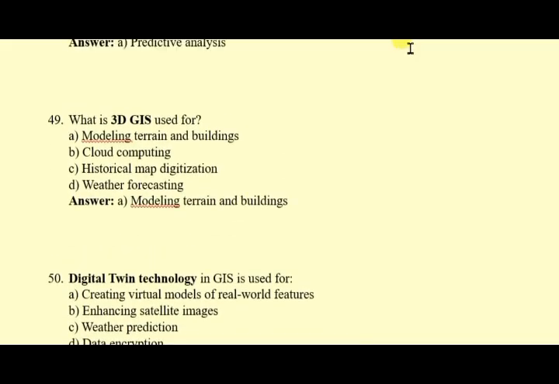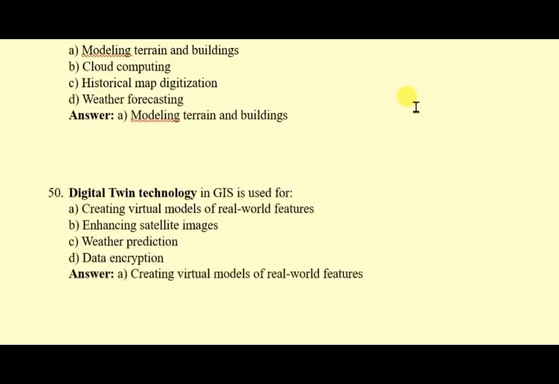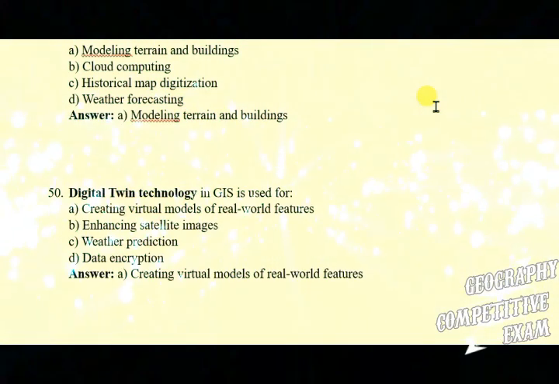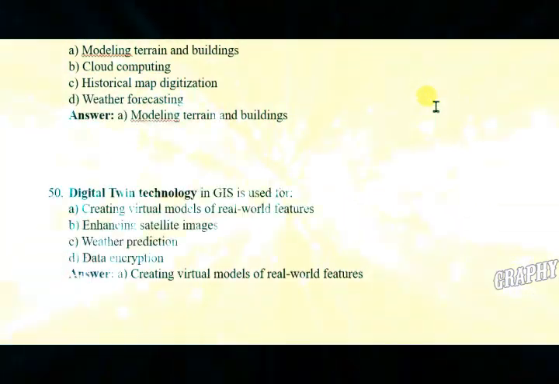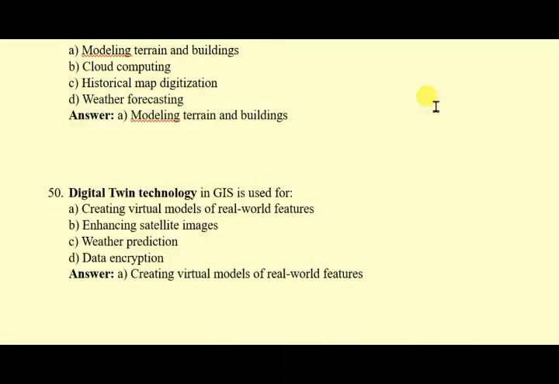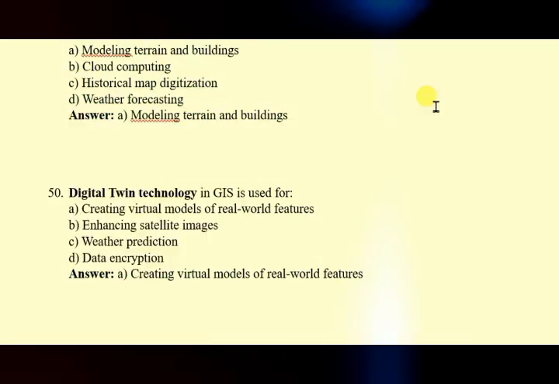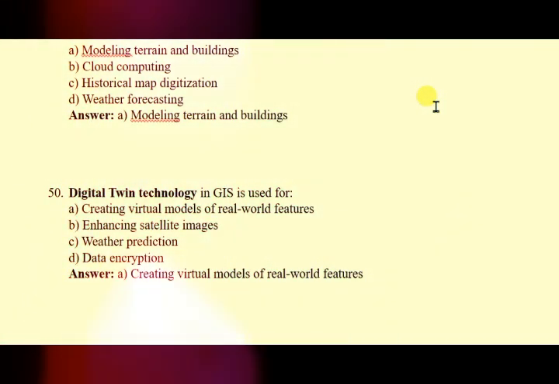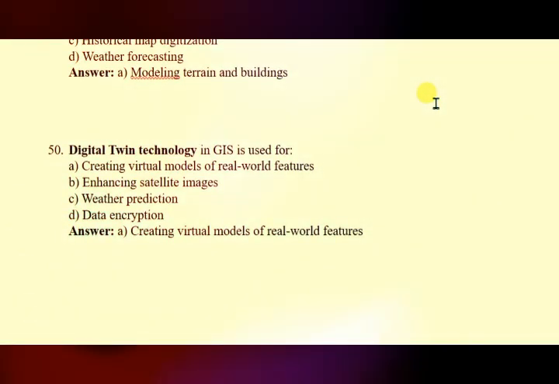Question 49. What is 3D GIS? Modeling terrain and buildings, cloud computing, historical map digitization, weather forecasting. Here the right answer will be modeling terrain and buildings. Question 50. The last question of this video is digital twin technology in GIS is used for creating virtual models of real world features, enhancing satellite images, weather prediction, data encryption. Here the right answer will be creating virtual models of real world features.